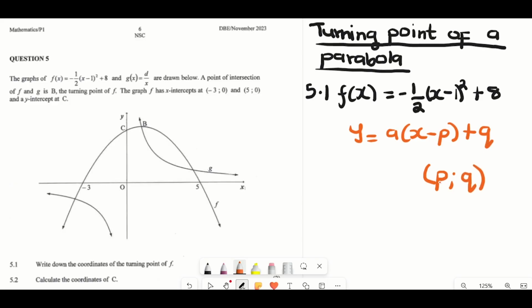So this is where it gets tricky. Always remember that when your p value is inside the bracket, when you write the coordinates, you will change the sign of the p value. If it was positive in the brackets, then when you write the coordinates, it will become negative, and vice versa.